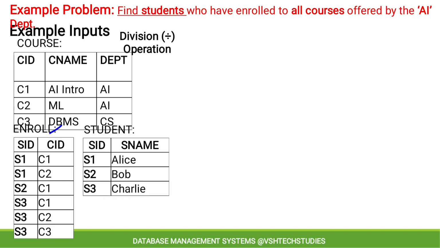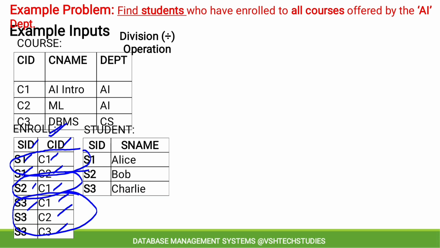So the enroll table has to which course or subject the student has enrolled. The column names are student ID and course ID. So S1 student has enrolled to two courses, that is C1 and C2. S2 student has enrolled to only one course, that is C1. S3 student has enrolled to three courses, that is C1, C2, C3. So that is about the enroll table.